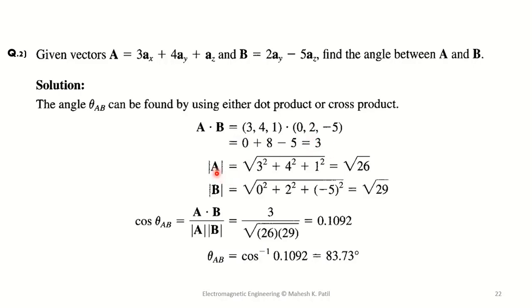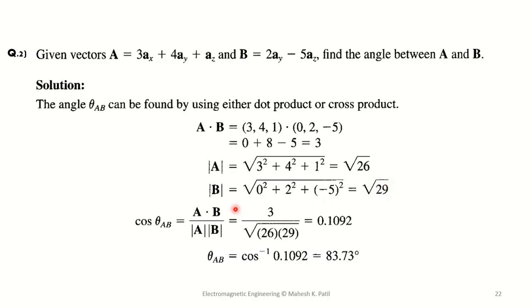Now the magnitude of A is the square root of 3 square plus 4 square plus 1 square, so it is root 26. Similarly, the magnitude of vector B is the square root of 0 square plus 2 square plus minus 5 square, and it is equal to root of 29.